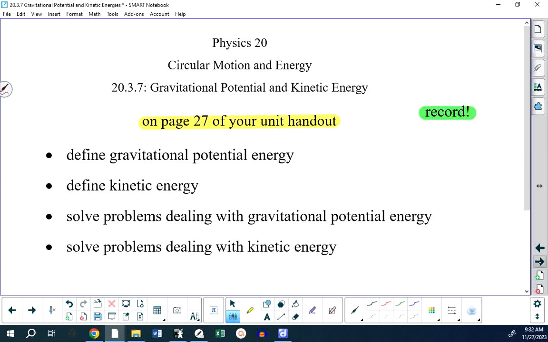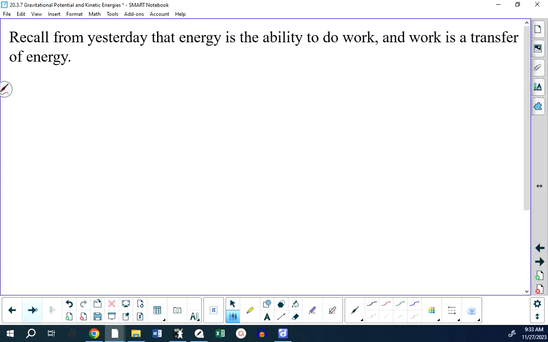And this is elevated from what you would learn in Science 10, where you're just told, well, here's the formula for gravitational potential energy. Here's the formula for kinetic energy. Here we want to understand where they come from and what they mean in terms of work. And then we're going to be solving problems using the definition of gravitational potential energy and using the definition of kinetic energy. So to begin with, we need to remember throughout today's lesson that work is a transfer of energy.